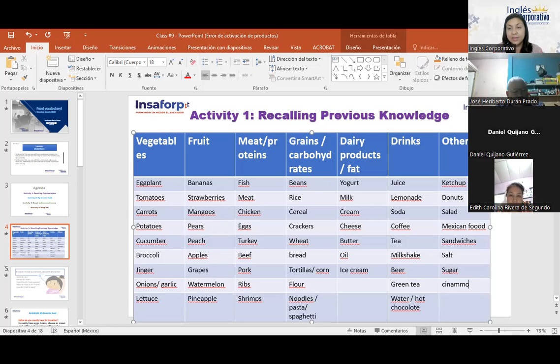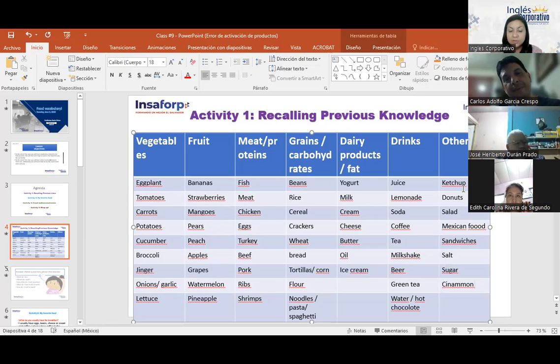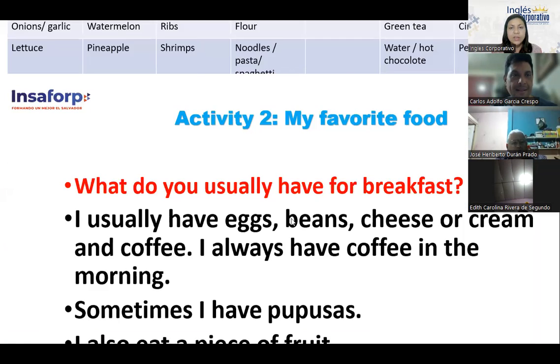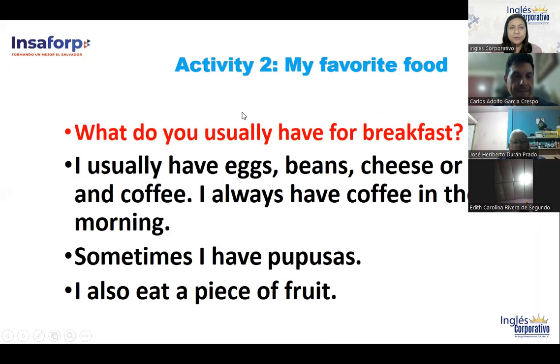Cinnamon, for example. I like cinnamon, in dessert or in some food, right? Pepper. Pimienta. Or peppermint. Okay, we have a lot of vocabulary about food. Excellent. Very nice. I love this. Now we'll go over the next slide. In the next slide, we have my favorite food.